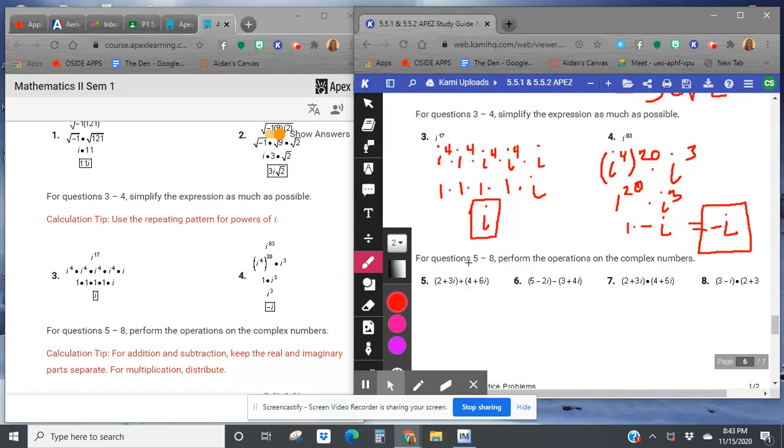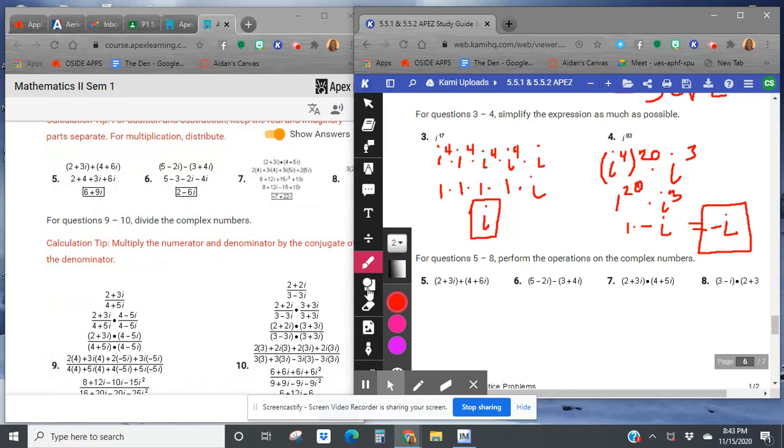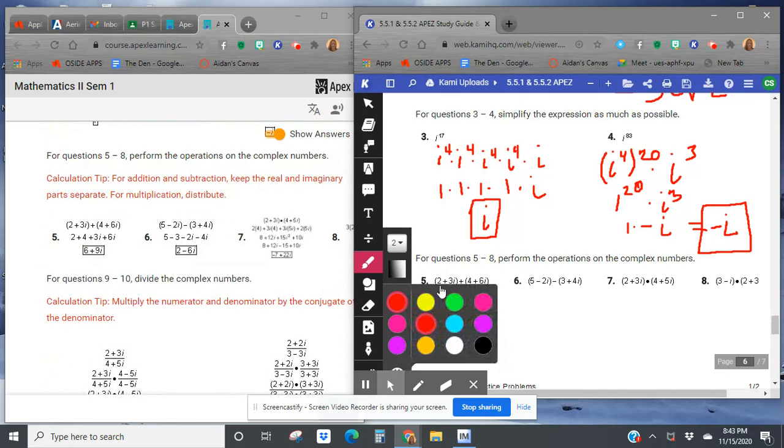All right, for these ones, we're adding to combine like terms, then we're subtracting to combine like terms, and then we're doing the FOIL. So we go 2 plus 4, combine like terms to get 6. 3i plus 6i, combine like terms to get 9i. I'm done: 6 plus 9i.